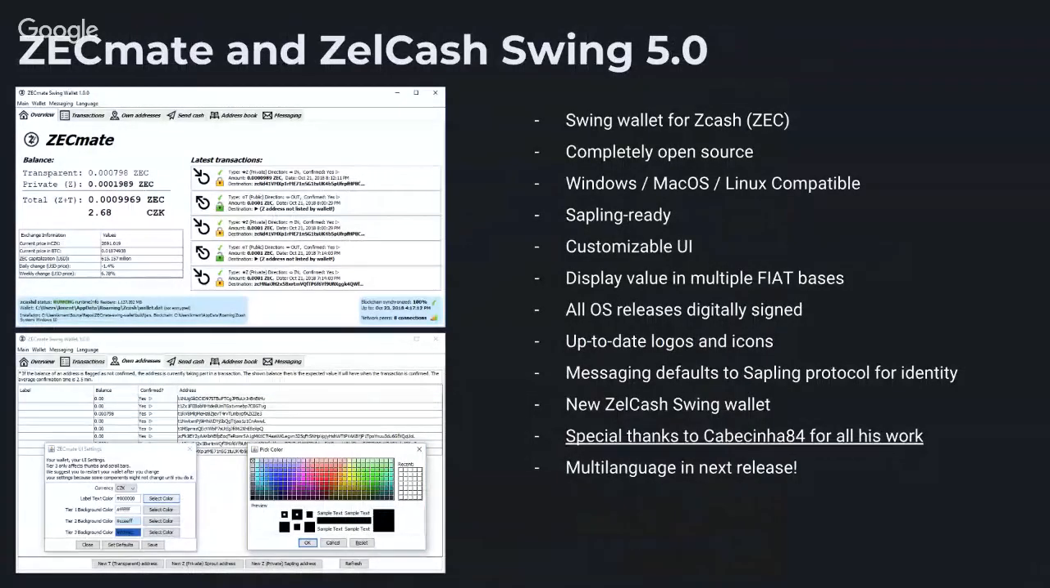If you've noticed over the last week or 10 days, we have updated the ZelCash Swing Wallet, and that has included some customizable UI fixes, multiple currency bases so that you can see your portfolio value in different currencies, up-to-date logos, icons, things like that. So ZelCash Swing Wallet was updated to be the most current version, and then ZECmate, which is the first full node Sapling enabled wallet for Zcash that also supports Windows, Mac, and Linux across the same platform. So those have both been released, and we'd like to thank Cabasina84, who put in a lot of work as a community contributor to the full node wallets.